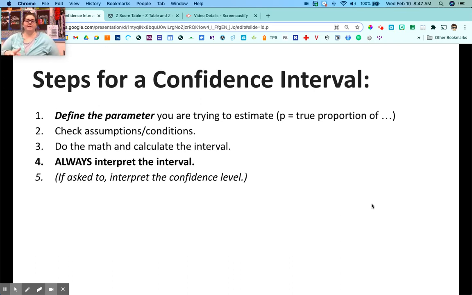That's our first step. Second step is we check the assumptions and conditions. Our third step is we use the formula that we did at the beginning of the lesson during class to calculate the interval. And then our fourth step is that we interpret the interval. If we were asked to, and it's usually in a different part, like a part B, then we would maybe have to interpret the confidence level as well.